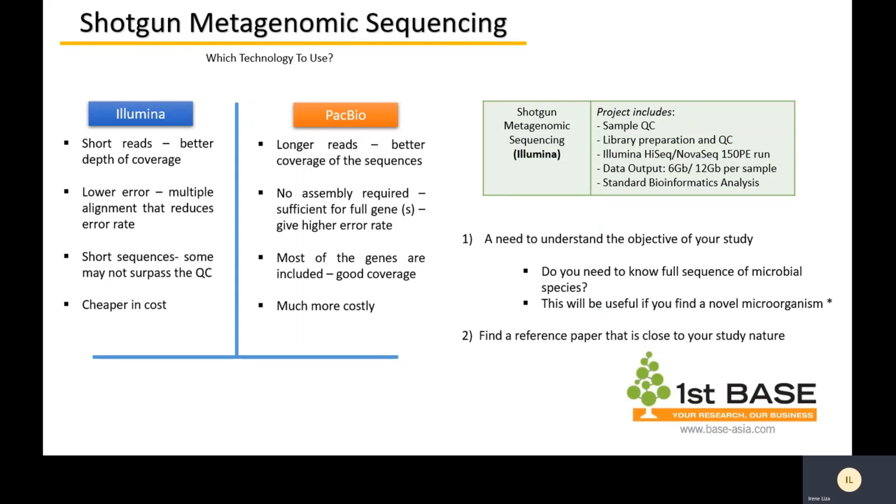Is there a need for you to know the full sequence of a microbial species? Do you want to study its function, or maybe you want to look into some novel microorganisms? If these are some of the objectives, then yes, metagenomic is the approach for you. And again, I would definitely suggest finding a reference paper that is very much closer to your study, which may help you.